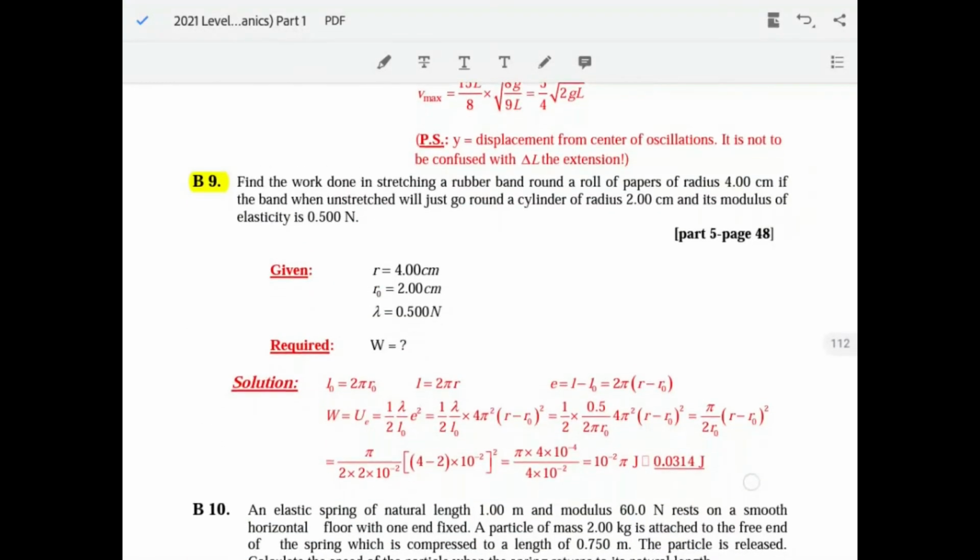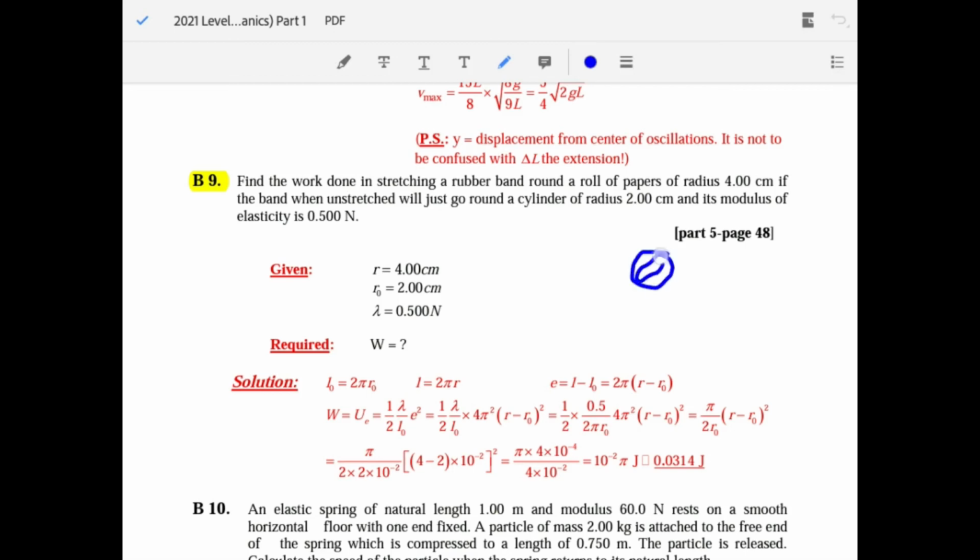Next one, B9. Find the work done in stretching a rubber band around a roll of papers. Okay, you have a roll of papers, and then you have a rubber band. Don't think of it as a circle, just think of it as an elastic rod, and then stretch like it. So if you can do that. Now, unstretched, it will go around a cylinder of radius 2. Basically, what they're telling us is L0. Modulus of elasticity is 0.5.